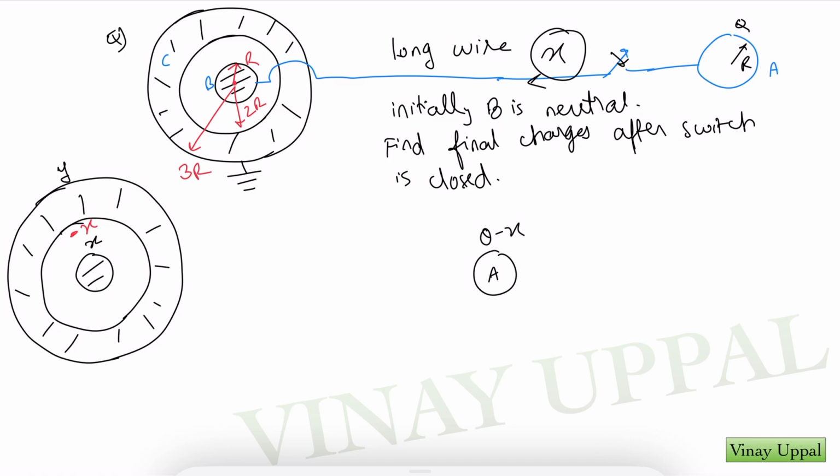Now the potential of C will be due to the charge on the outer surface Y, the charge on the inner surface minus X, and the charge on the sphere B, which is again X. The potential due to A will be negligible on B and C because we've been given that the wire is a long wire. So that is the meaning of this long wire, that we have to make the approximation that the potential of A will be negligible at B and C.